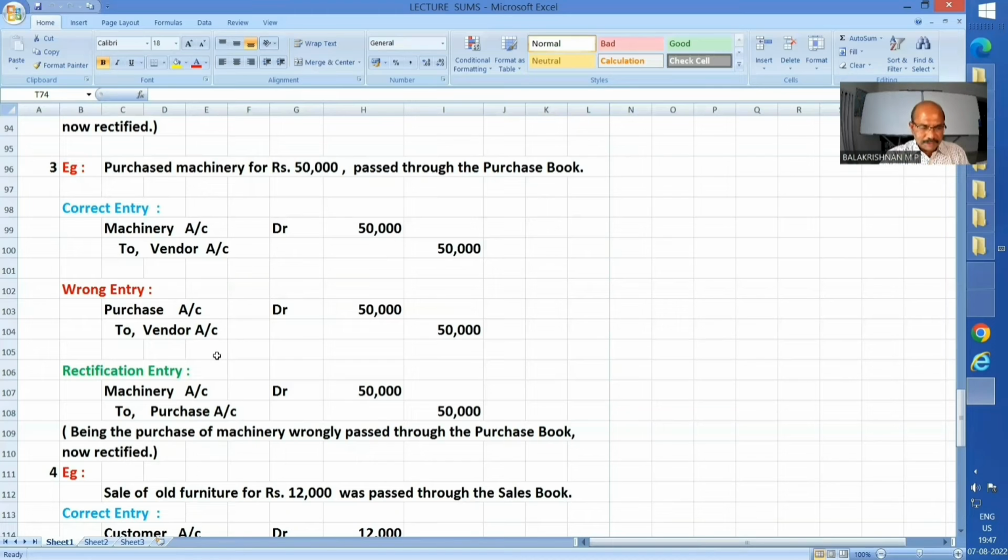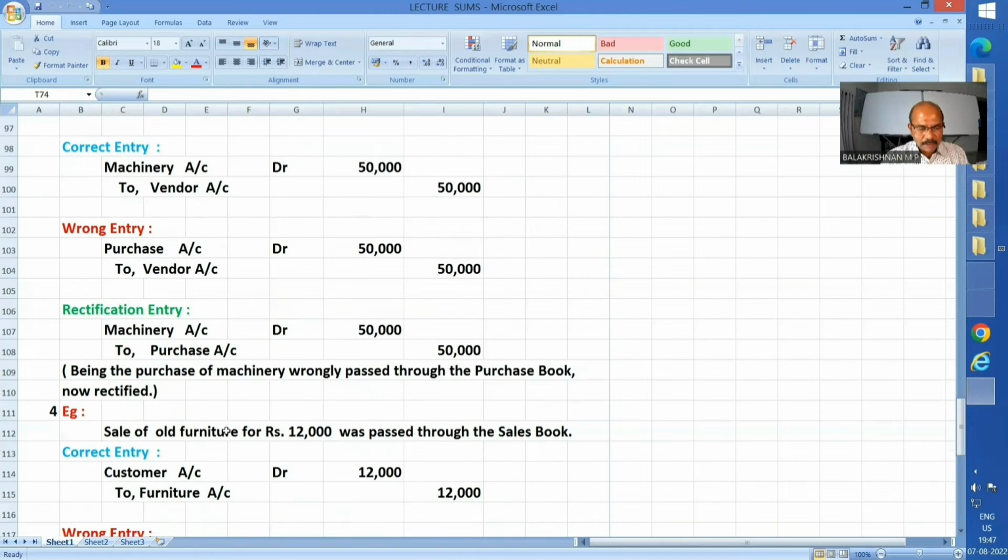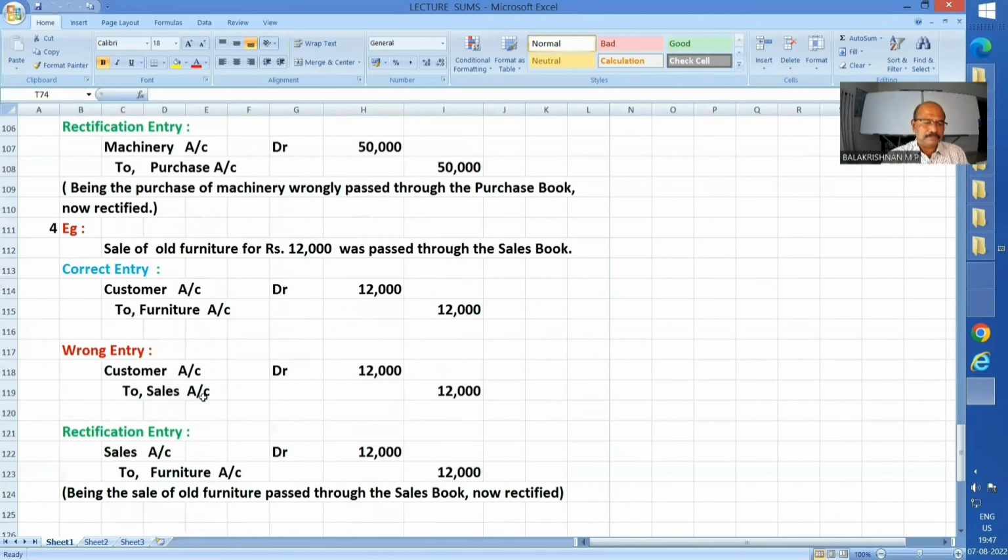Now, what's the rectification? You have unnecessarily debited purchase account. It needs to be obviously credited. And our machinery account needs a pending debit. So machinery account debited to purchase account. And please show your narration as being the purchase of machinery wrongly passed through the purchase book, now rectified.